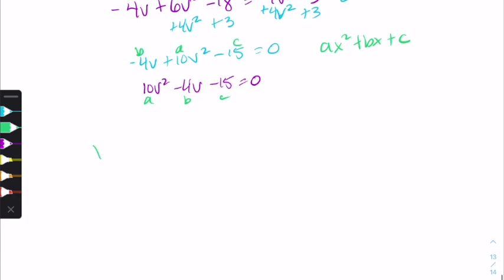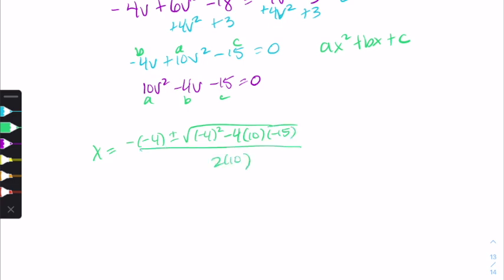So we do x equals negative b, so negative negative 4 plus or minus the square root of b squared, so negative 4 squared, minus 4ac, so a is 10, c is negative 15, all over 2a. Again, I like to find what's underneath the root first. Make sure when you're plugging this in that you do your parentheses: negative 4 squared minus 4 times 10 times negative 15. So I got 616.